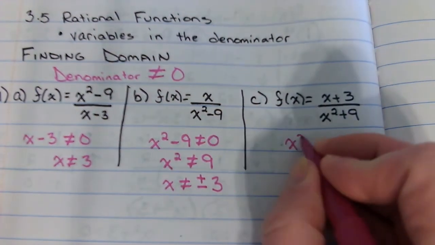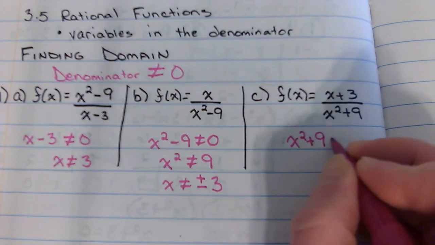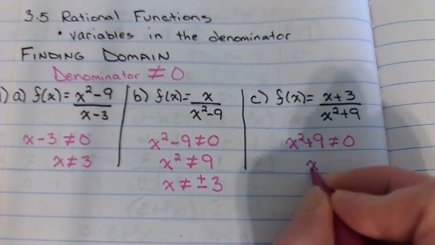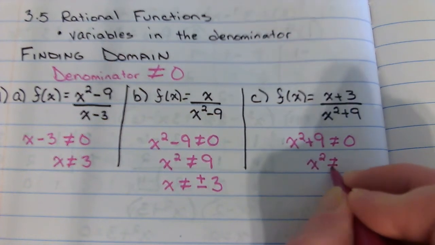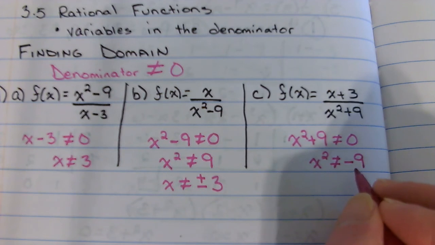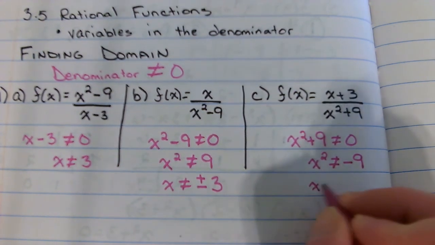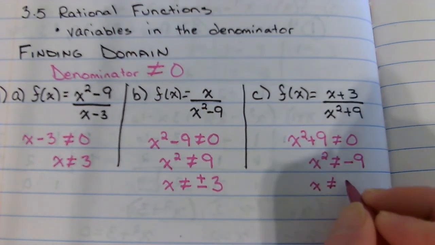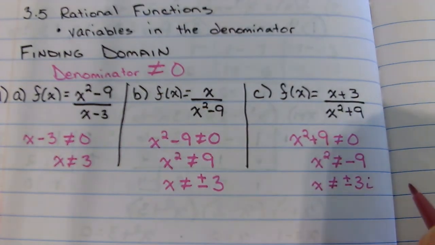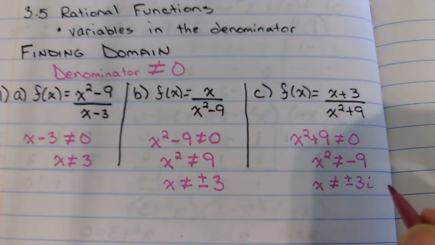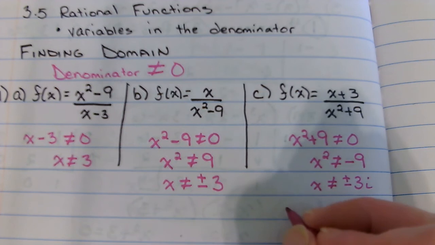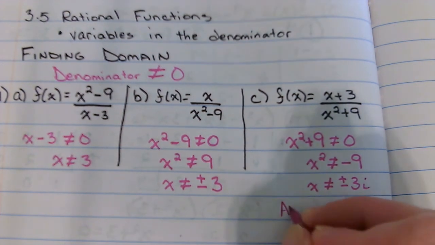Last one. Well, that's almost like the last one, but there's something weird about that. What's going to happen when I solve? Well, that's a square, it's a negative number. This is an imaginary answer. So normally when we talk about domains, we're talking about all real numbers. This is not a real number, it's an imaginary number. So that means my domain is all real numbers.